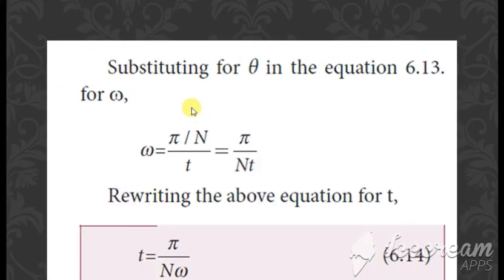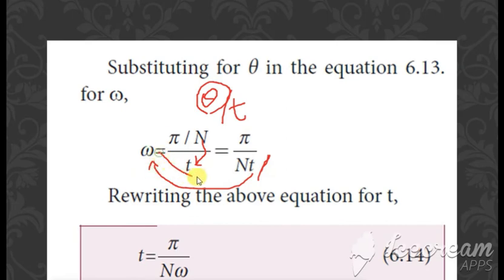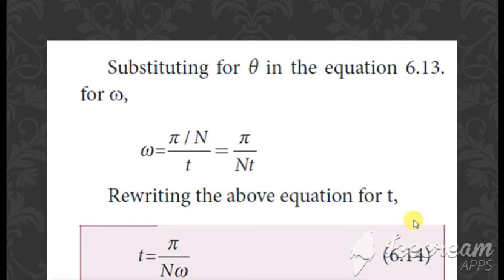Now substituting the value of theta in the formula of omega. Omega is equal to what? Theta divided by t, is it not? Now substituting the value of theta, pi divided by n, bring this n down so that we get omega is equal to pi divided by n t. From this, take t to the numerator and bring omega down, we get t is equal to pi divided by n omega. So we have got the formula for t, which is pi divided by n omega.